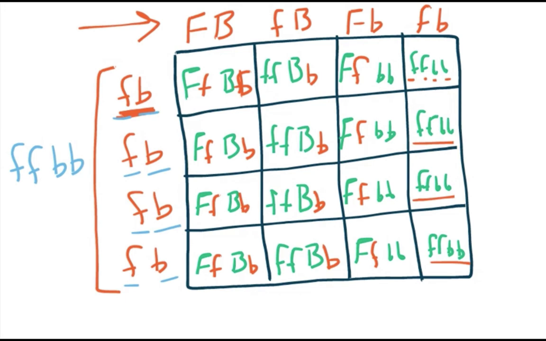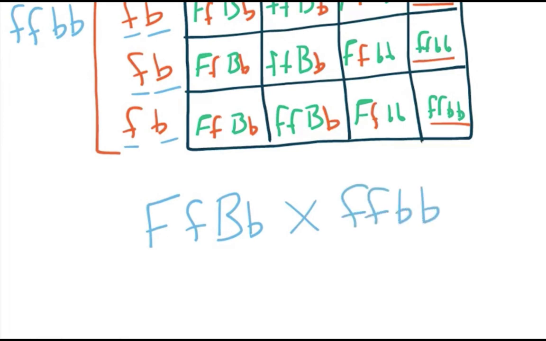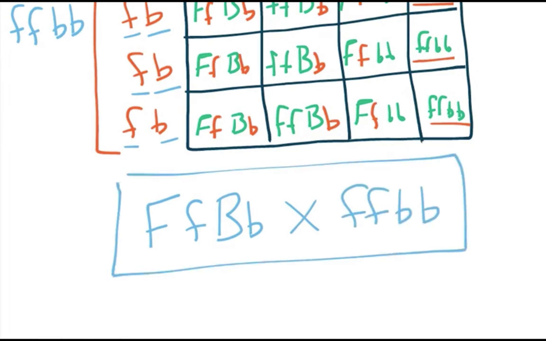The parent on the horizontal axis has a dominant allele and a recessive allele for skin pattern, and a dominant allele and a recessive allele for hair color. Therefore, that parent is heterozygous for both. Again, the final step is to explicitly write this cross. Double heterozygote crossed with a double homozygous recessive. And that's the answer to this challenging dihybrid cross.